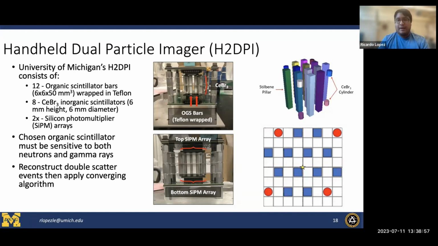And since it is a dual particle imager, it essentially serves as both a neutron scatter camera and a Compton imager in one, where neutron imaging is performed by having neutrons elastically scattered between any two of the organic scintillator bars, while gamma imaging is achieved by having a gamma ray Compton scatter out of one of the bars and then get absorbed in one of the cerium bromides, ideally.